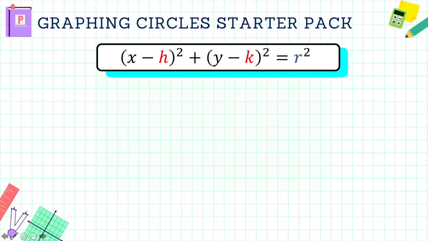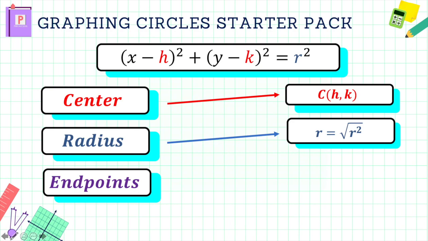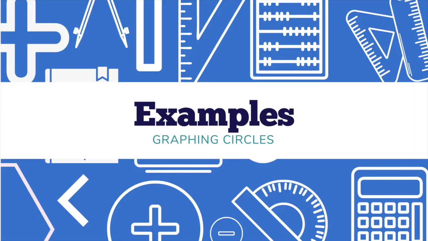So to graph a circle, all we need to know is the center and of course the radius. So our center is at h, k, our radius is the square root of r squared. Now, of course, also the endpoints, there should be a minimum of 4 endpoints for us to construct the circle. So the endpoints can be identified as adding or subtracting the radius in both the h and the k for us to identify the 4 endpoints. So let's try graphing a circle.